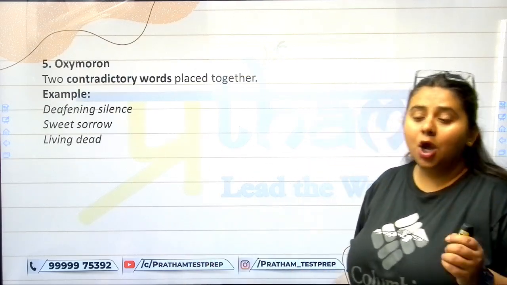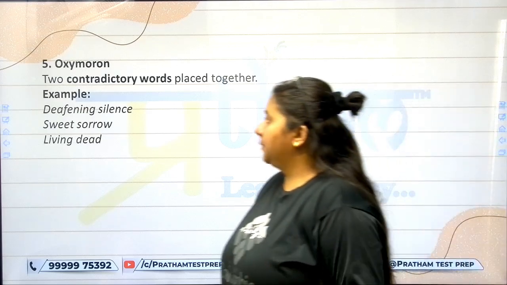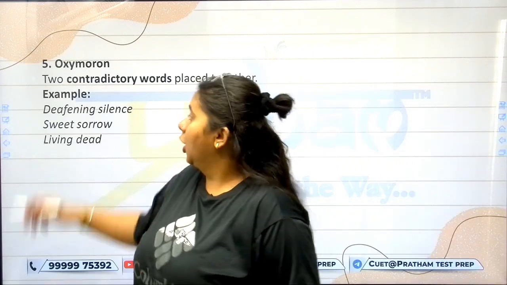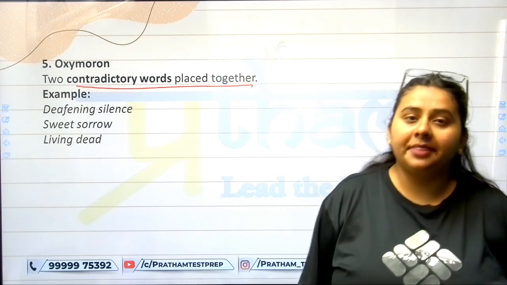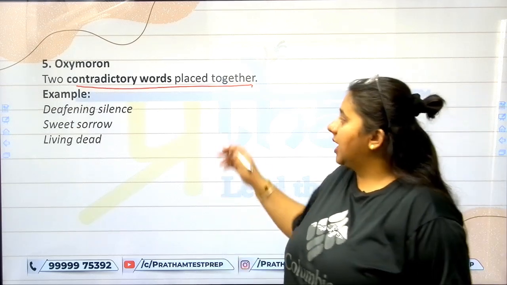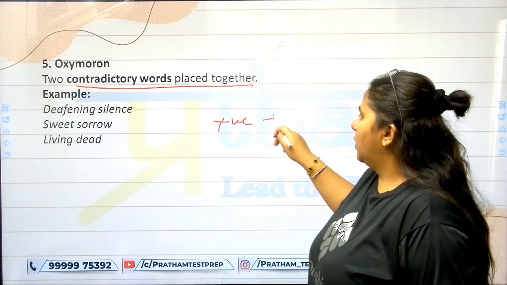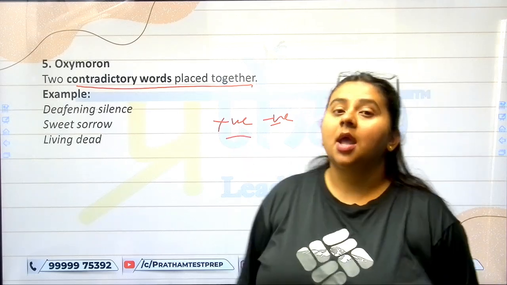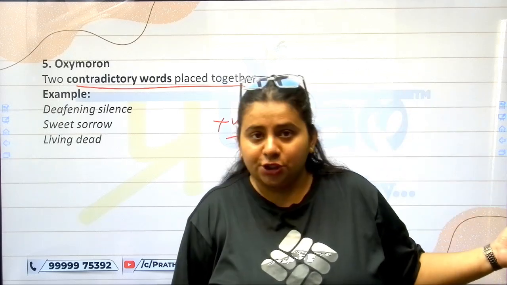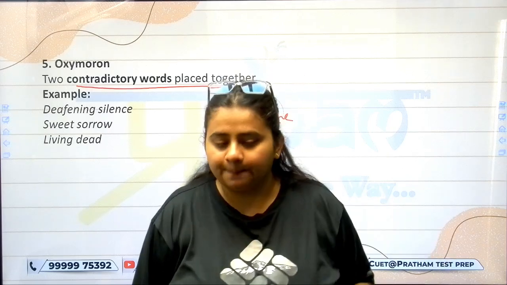That is your oxymoron. Now, oxymoron basically stands for two contradictory words that are placed together, right? Contradictory as in one positive and one negative, you can say. When these sort of words are placed together, they become the case of your oxymoron. Basically, they contradict each other.